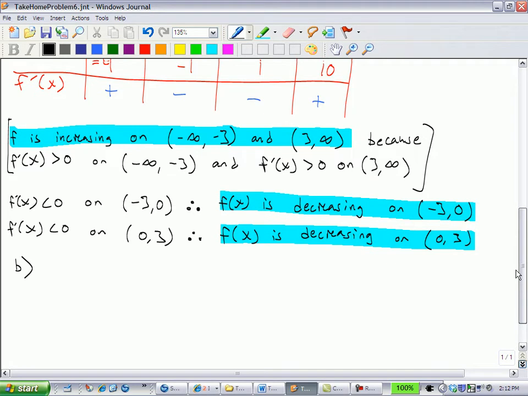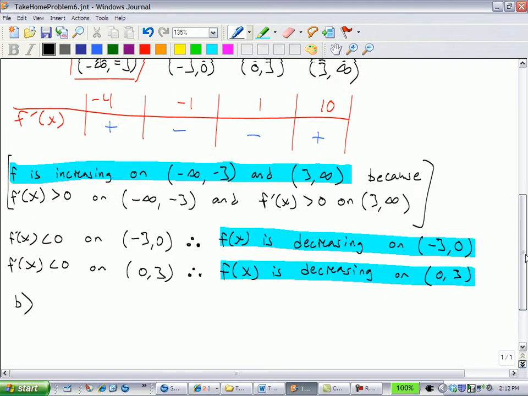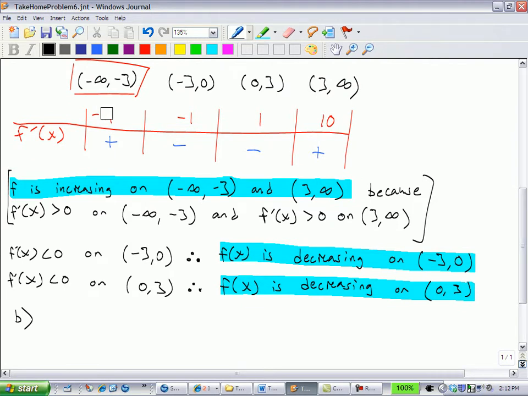So relative extrema, let's see. I don't like these numbers sitting here; I'd rather have the intervals sitting in there. Something happens at negative 3, right? Do you have a max or a min at negative 3? Max, because leading into negative 3 you're increasing, and coming out of negative 3 you're decreasing. So going up to going down.